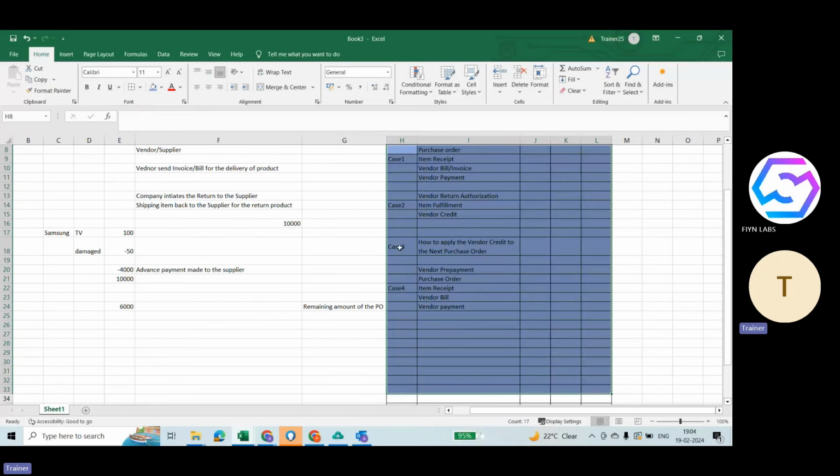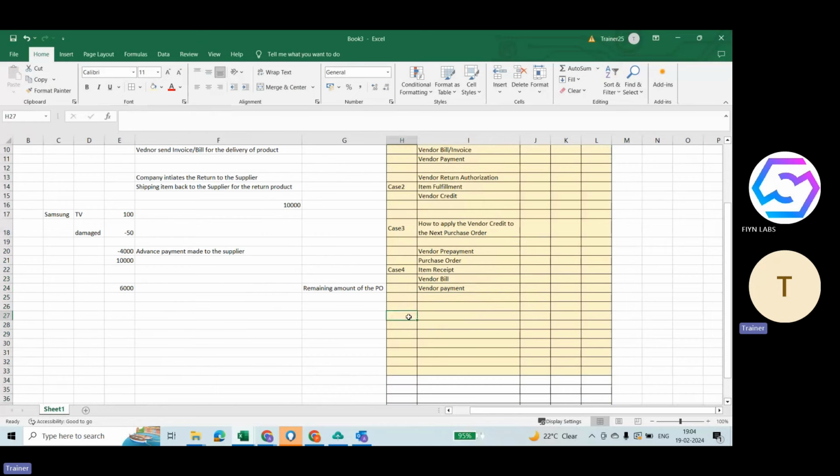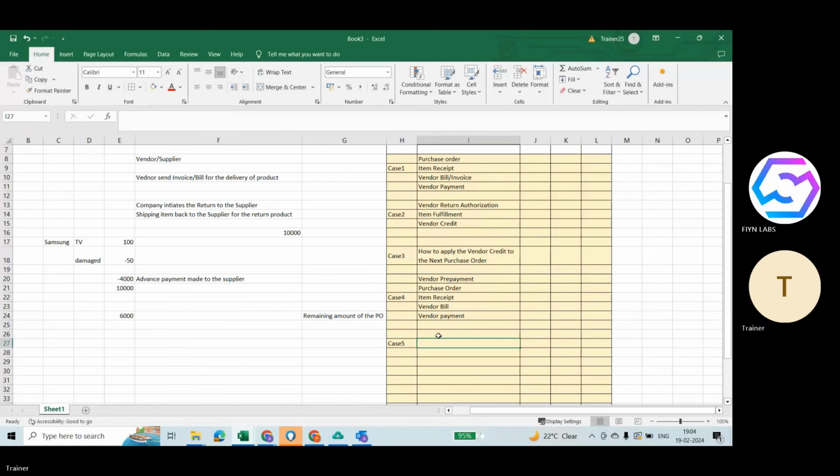Now, case scenario number 5. Here you have another scenario. Generally, we talk about landed cost, and this is very important. Whenever you appear for any interview, there will be two to three questions, or even in the certification exam there will be a question related to landed cost. So what is this landed cost?